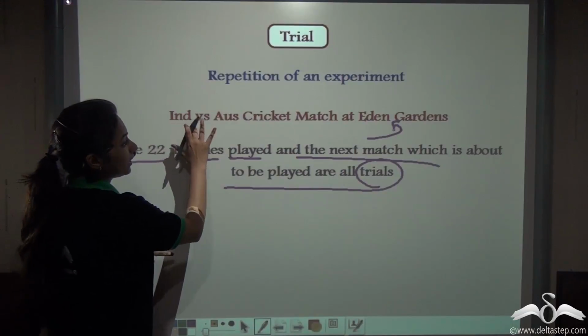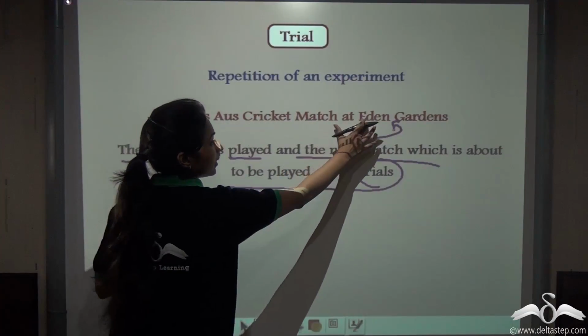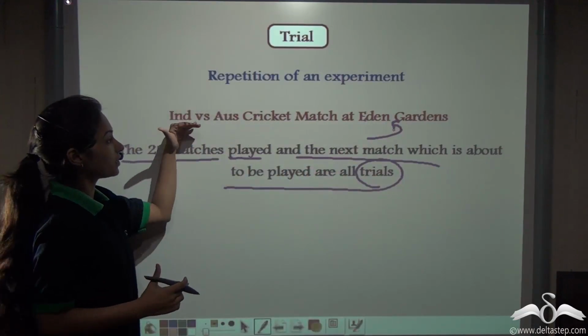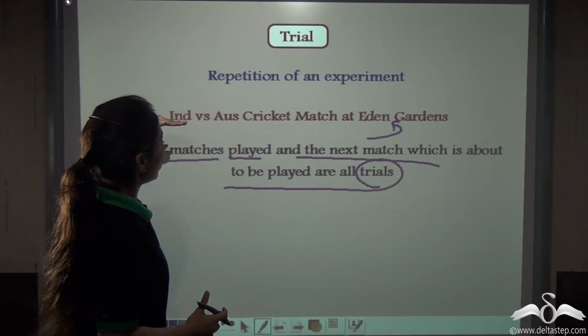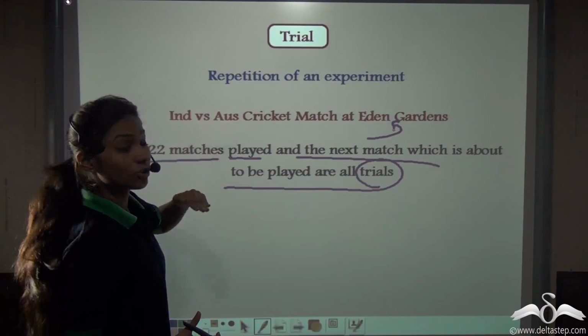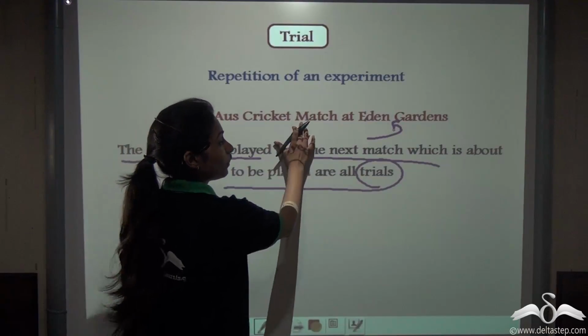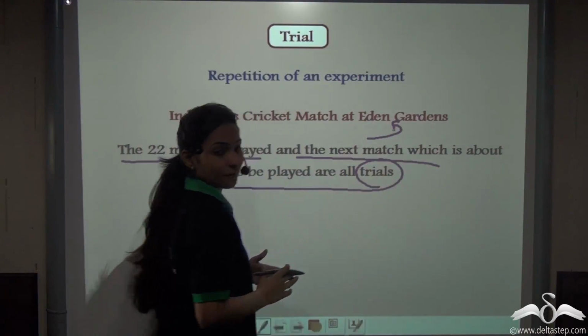For example, India versus Australia cricket match at Eden Gardens. So the trial of this experiment should be exactly India versus Australia. It should be a cricket match and it should be played at Eden Gardens itself.